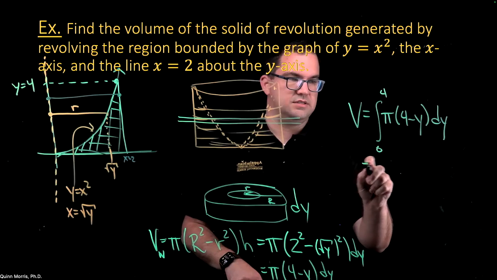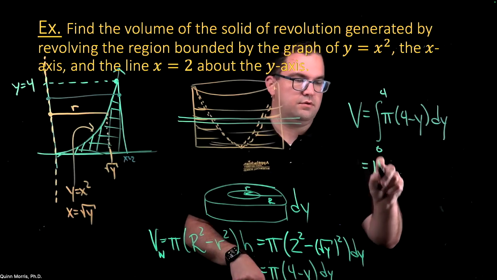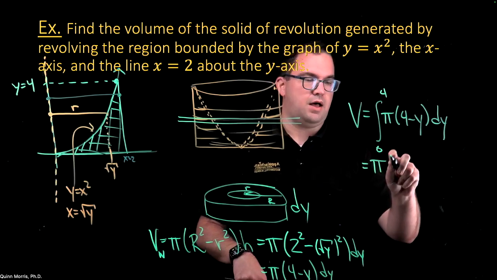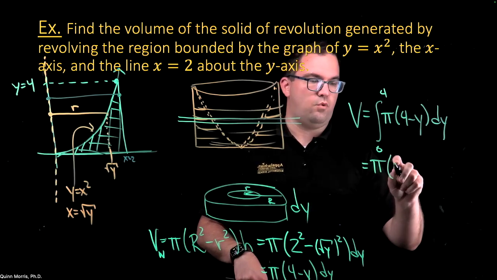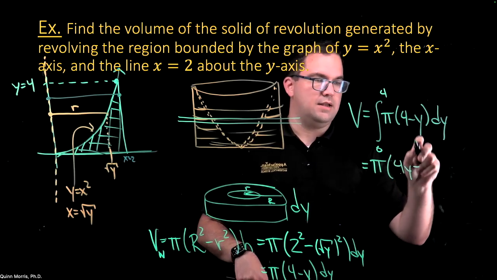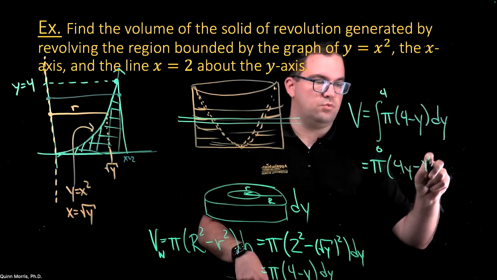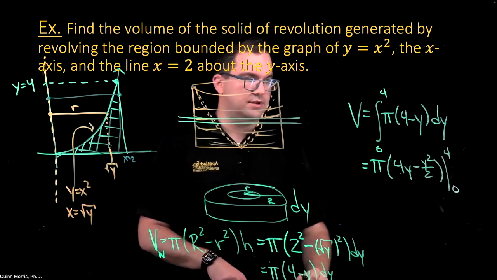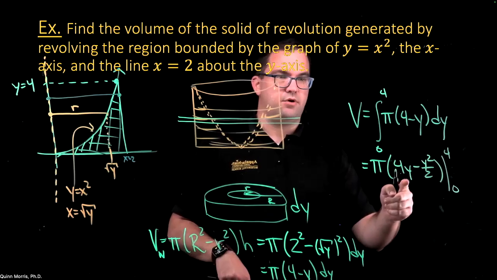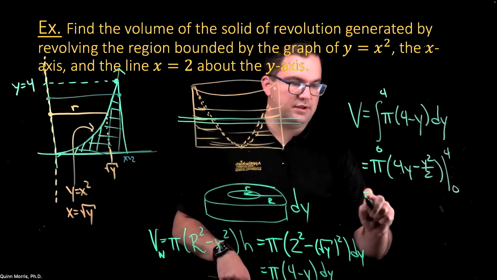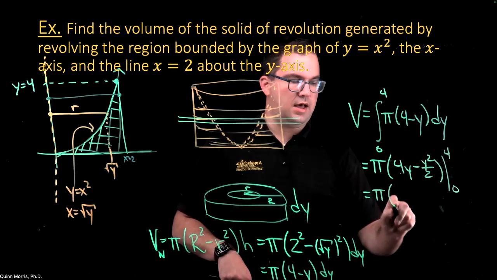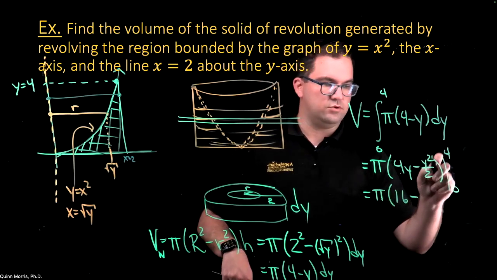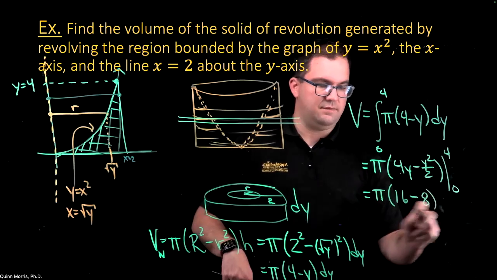Now, again, this is fairly straightforward in terms of the integration. So I pull the pi out. It's pi times the antiderivative of 4, which is 4y, minus the antiderivative of y, which is y squared over 2. I'm going to evaluate at 4 and 0 and take a difference. Clearly, if I plug in 0 here, that just gives me 0, so I just have to plug in 4. We get pi times 16 minus 4 squared over 2, which is 8.